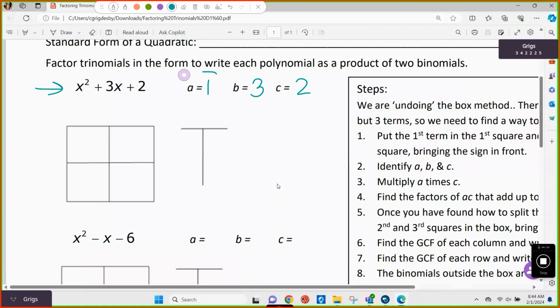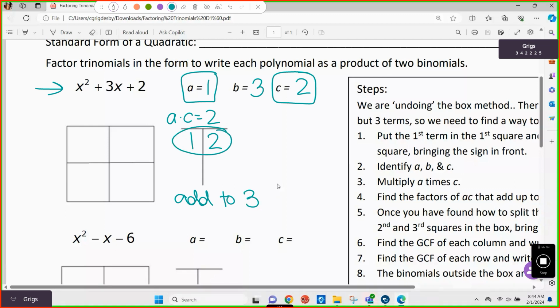Multiply A and C. So A times C equals 2. What are the factors of 2? 1 and 2. Now I take my factors of A and C and do what? Multiply them? No. They need to add. Add to 3. Do they? Yep. This is an easy one.